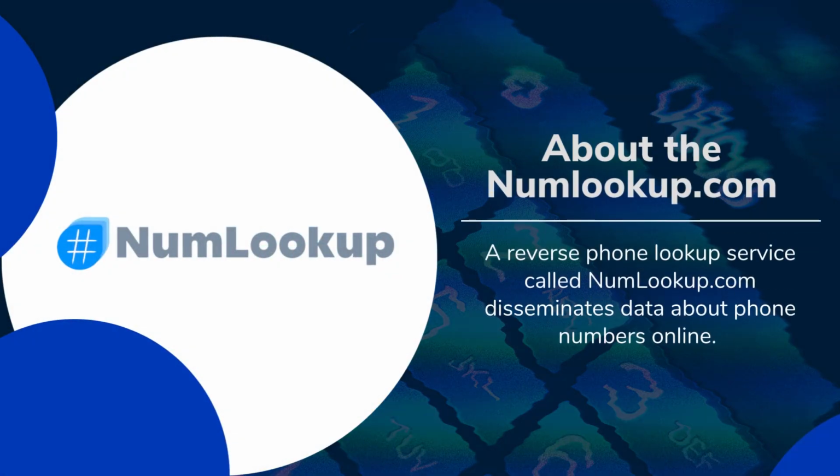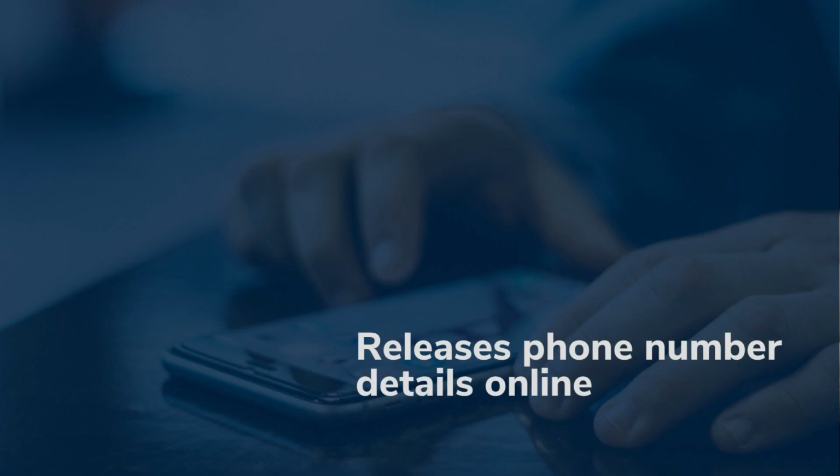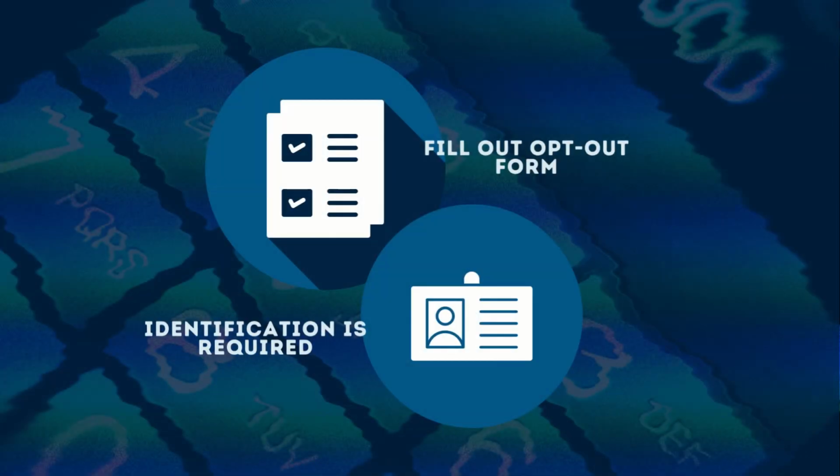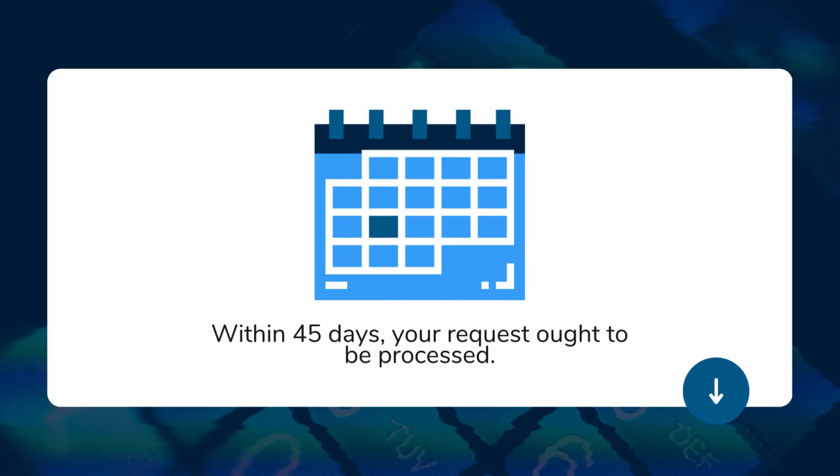But what is NumLookup.com? Well, it is a reverse phone lookup service that disseminates data about phone numbers online. You must fill out an opt-out form on NumLookup.com's website and attach identification to remove your information from the website. Within 45 days, your request ought to be processed.